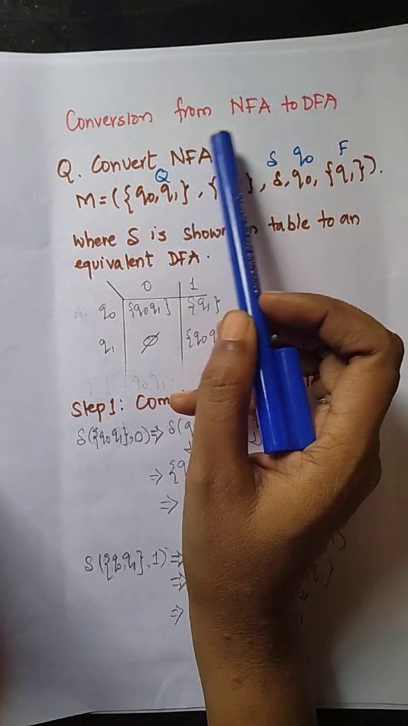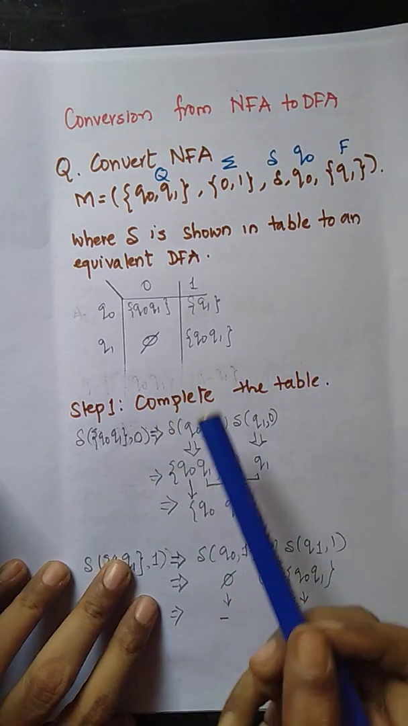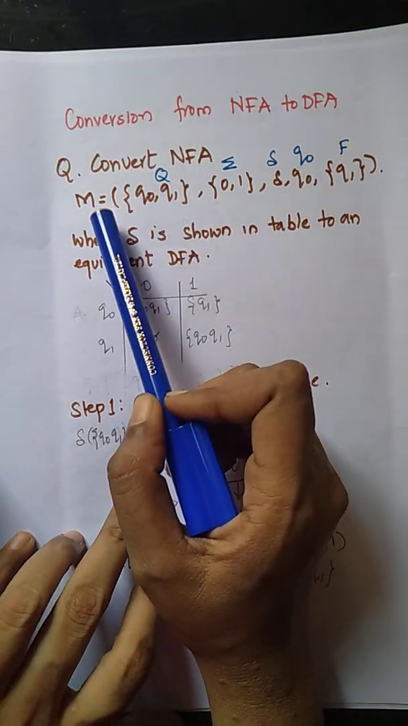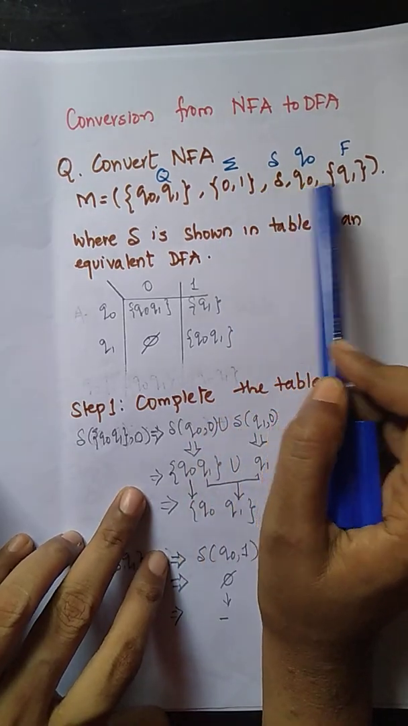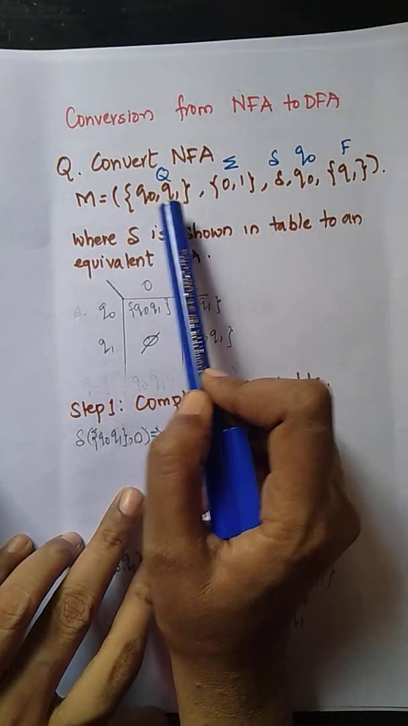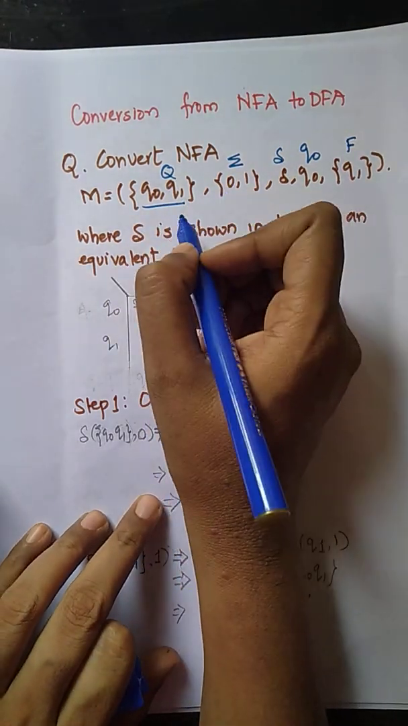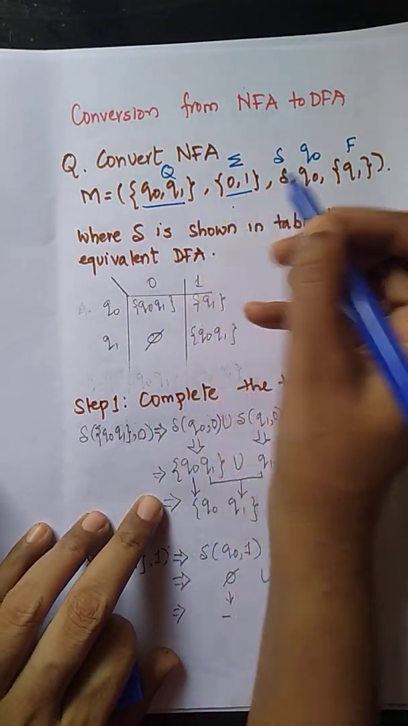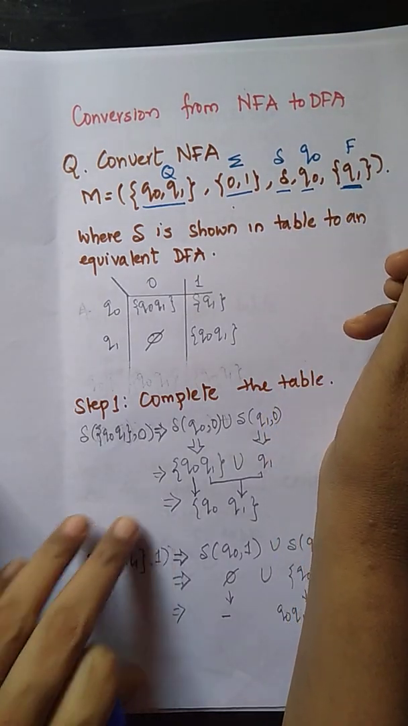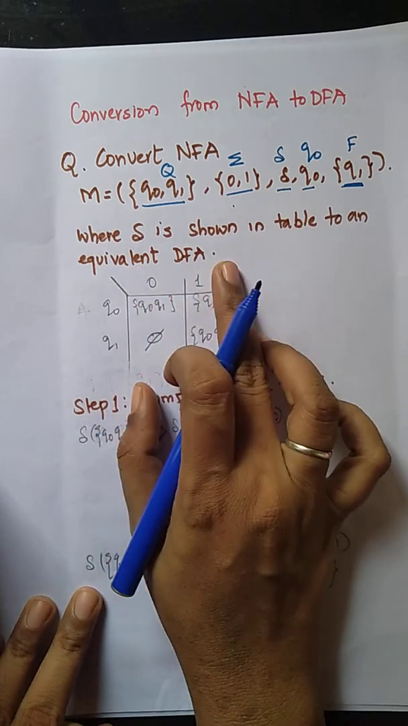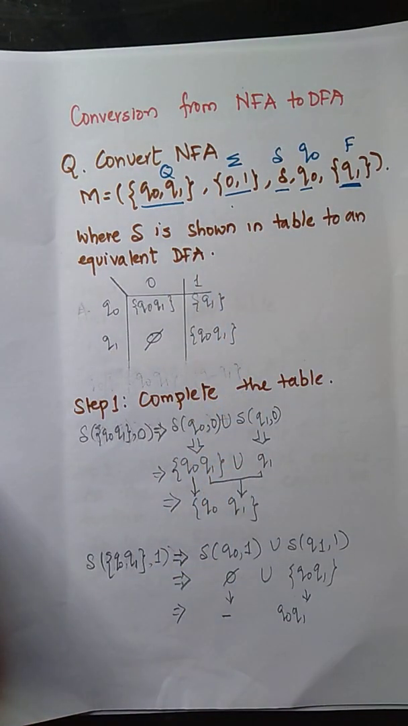So we are going to convert NFA to DFA. This question they used to ask for 10 marks. The question is given: convert NFA M = ({Q0, Q1}, {0, 1}, δ, Q0, {Q1}). Here Q0 and Q1 are given together, which means they are the set of states Q. 0 and 1 will be the sigma. This is the transition function, this is the initial state, and this is the final state, where the transition function is shown in the table given to convert into the DFA.